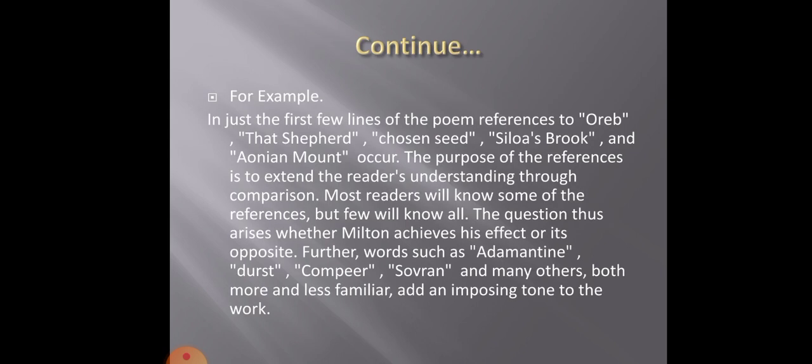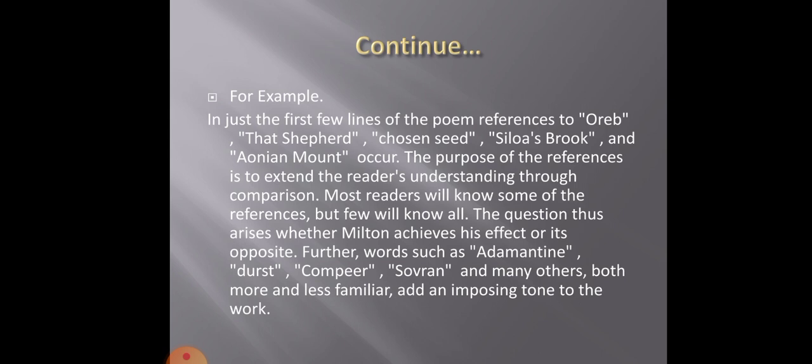For instance, in just the first few lines of the poem, references to Oreb, the shepherd, the chosen seed, Siloa's brook, and the Aonian Mount occur. So these are a lot of allusions. They need a comprehensive background interpretation, and they cannot be completed. The purpose of the reference is to extend the reader's understanding through comparison. Most readers will know some of the references, but few will know all. The question thus arises whether Milton achieved his effect or its opposite.